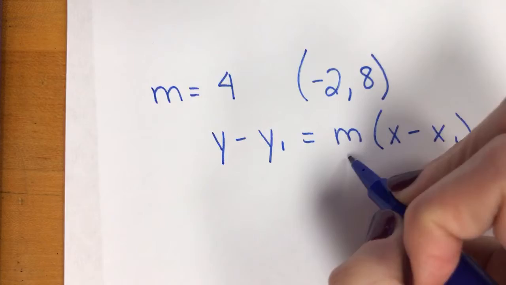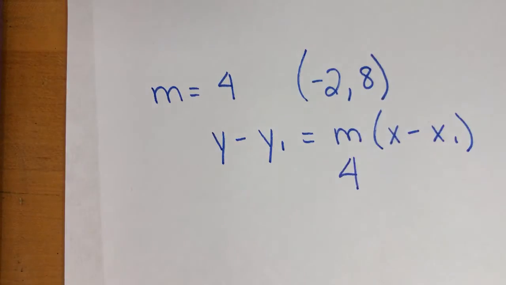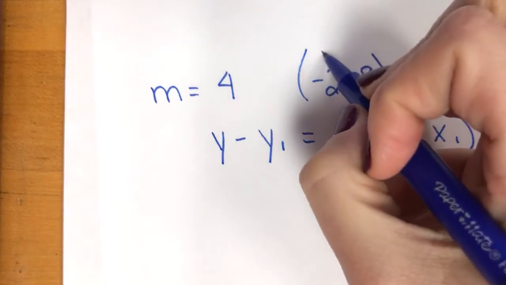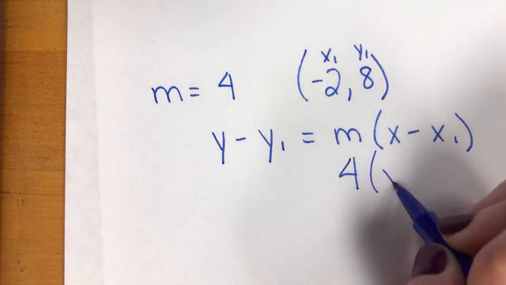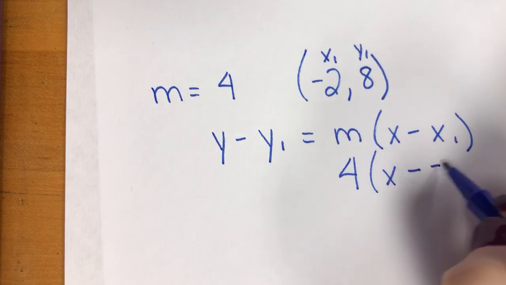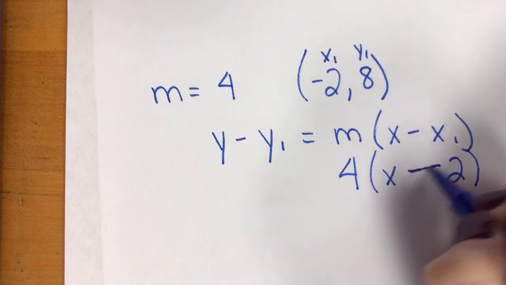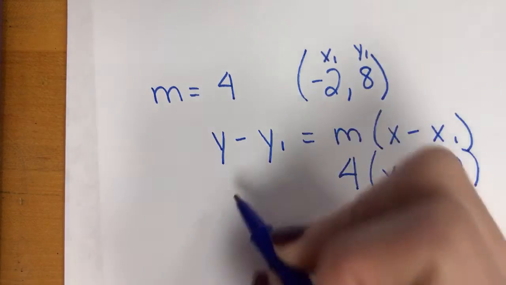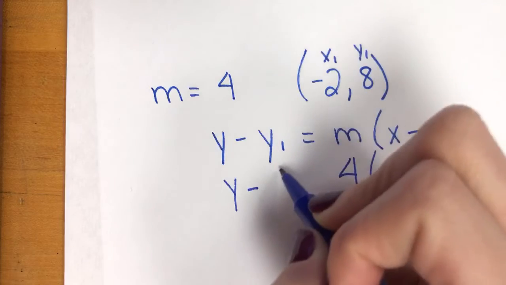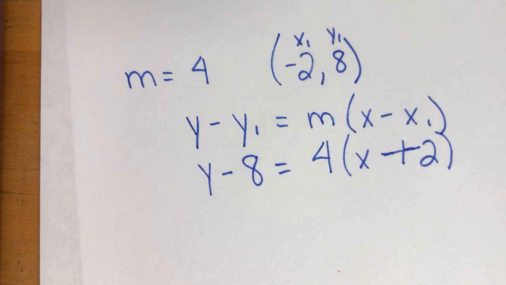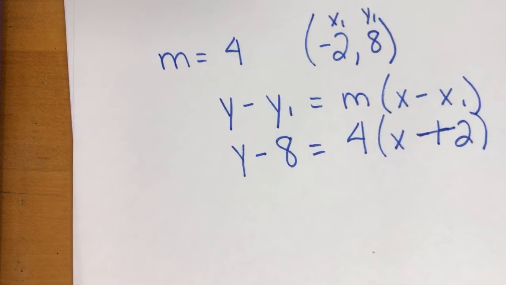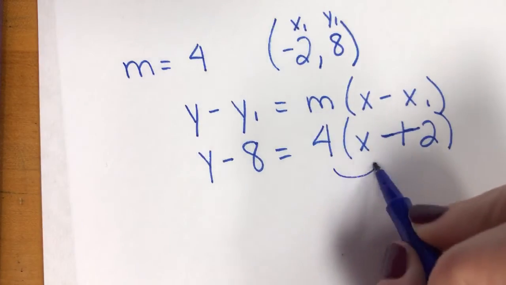Where 4 is going in for m. And then this is an ordered pair, x sub 1, y sub 1. So over here we're going to have x minus -2, right? And those two negatives we can simplify into a positive. And over here we'll have y minus 8. We don't want to leave our answer in this form, so we're going to solve this for y.